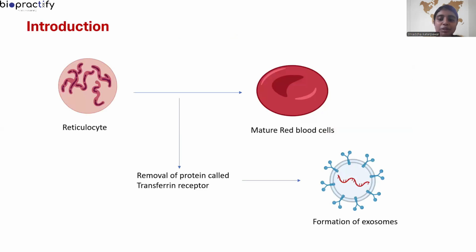Coming to the topic of exosomes, human cord blood means the blood which is present in the umbilical cord, which contains a large number of reticulocytes, also called immature RBCs. When these immature RBCs get converted into mature RBCs, they release some proteins called transferrin receptors and some enzymes. When these proteins come in contact with the cell membrane, they get converted into vesicles, extracellular vesicles called exosomes. So exosomes contain a majority of these transferrin receptors, and the transferrin receptor, also known as CD71, also acts as a marker for exosomes.